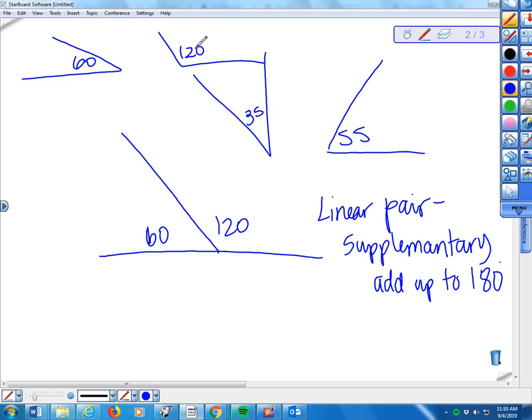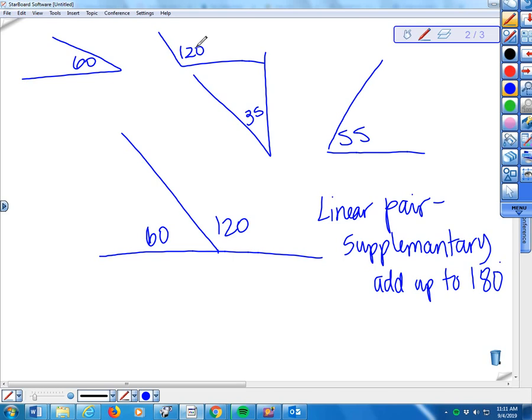Okay, so adjacent means next to each other. Complementary just means added up, they equal 90 degrees. Supplementary means added up, they equal 180. A linear pair has to be two angles that are adjacent to each other that equal 180 degrees. With me so far?